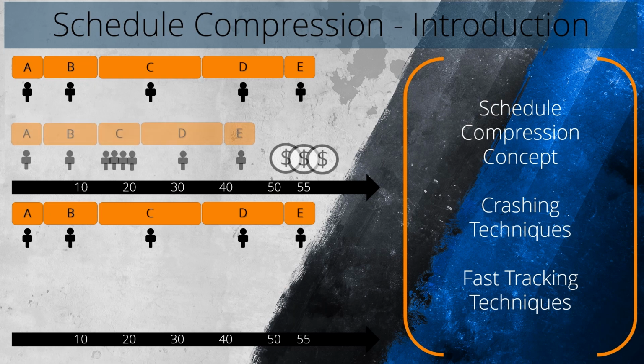Crashing technique. The project manager reviews the critical path activities to identify opportunities for resource optimization. After analyzing the project, it is determined that the most time-consuming activity is the development phase, activity C, taking 20 days to complete. To expedite activity C, the project manager decides to allocate additional resources to the development team. By adding more developers, the project manager believes it is possible to complete the development phase in a shorter time.